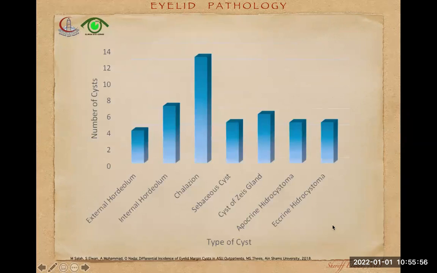And here, this is a graph from Dr. Mayar Salah's thesis, where she gave us the incidence of the different cysts in our society, patients of Demerdash. As you can see, in a study containing around 60 patients, the commonest was a chalazion, followed by an internal hordeolum, that is an infected chalazion, and sebaceous cyst, and apocrine hydrocystoma, which is the pseudoreferous cyst, and cysts of Zeis.